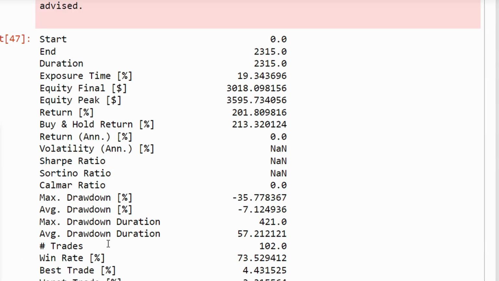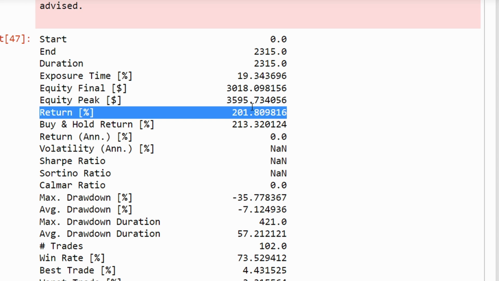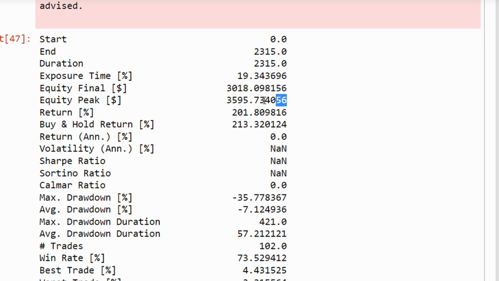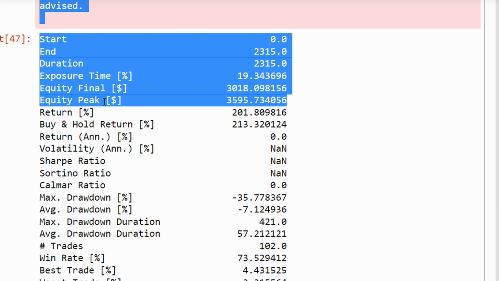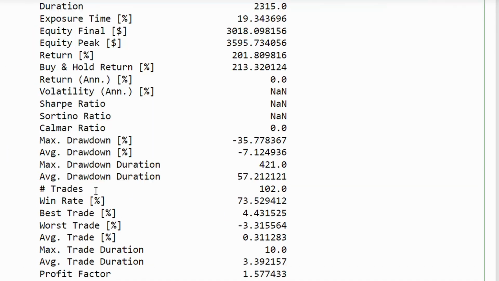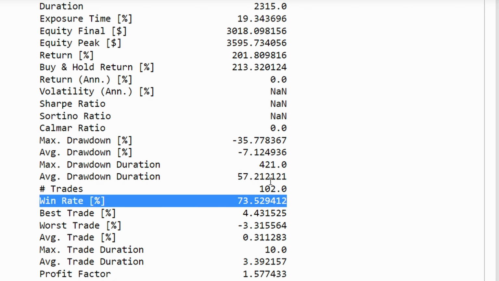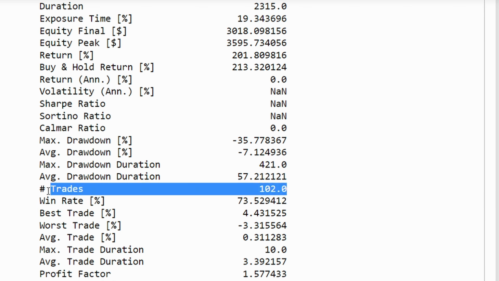These are the results of the backtest. We have 200% in return. The equity peak is 3,595. Remember that we started with 1,000. We have a win rate of 73%, which is excellent. We have 102 trades in total. This means 10 trades per year, which is not bad as well on the daily time frame.